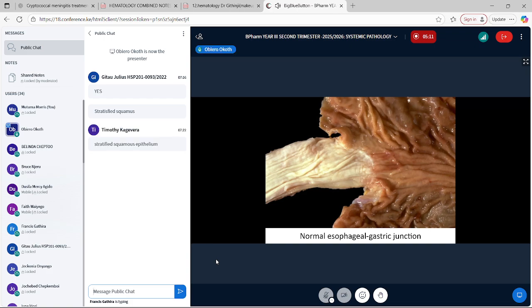Yes, it's stratified squamous epithelium. Good. Non-keratinizing stratified squamous epithelium. Yes, that's what you get in the esophagus. What about the stomach?